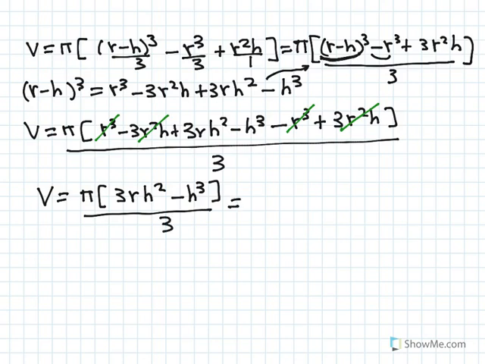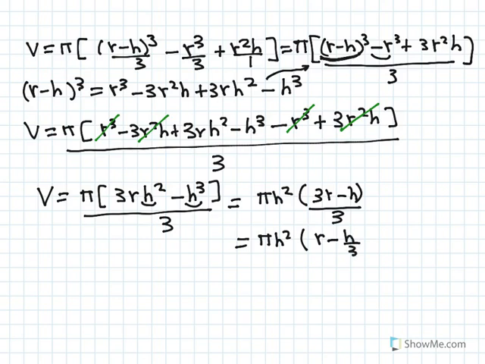We can factor out h squared because we have a common factor of h squared in these two terms. So we get pi h squared times 3r minus h divided by 3. Well, we can divide by 3 again. We can simplify this fraction: we get 3r divided by 3, that's just r, minus h over 3. That's the most simplified form for the volume of the spherical cap: pi h squared times r minus h over 3.